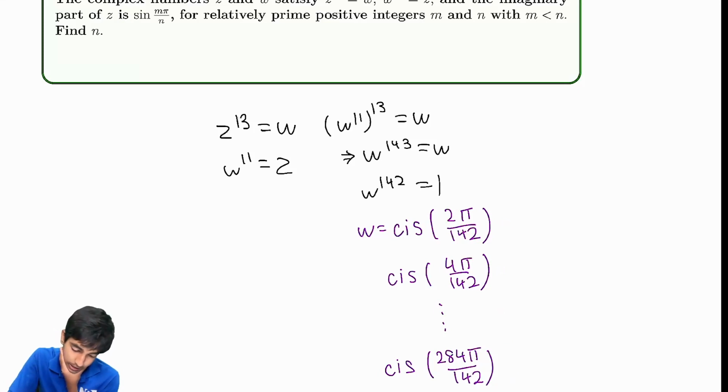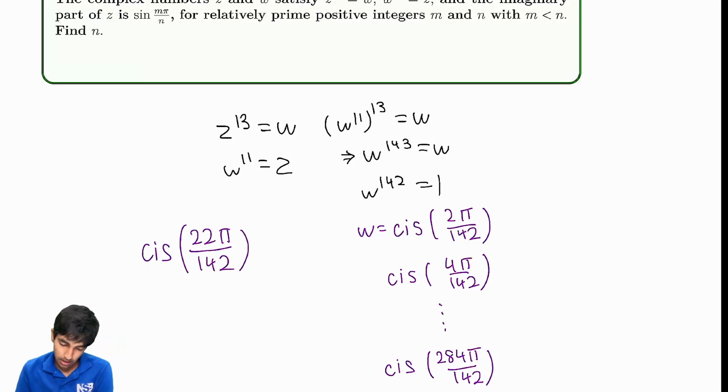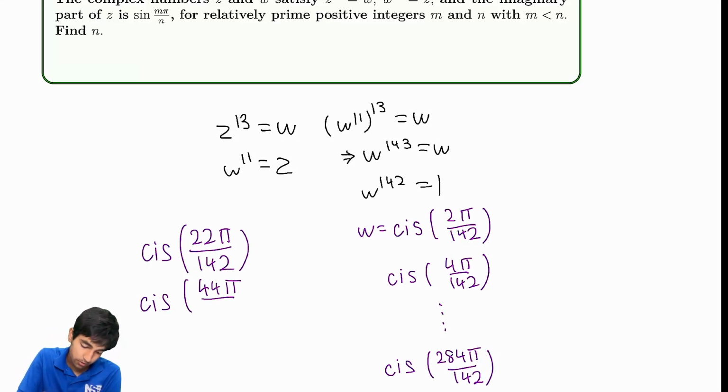And we're asked to find w to the 11. Basically, we just have to find w to the 11. So it's going to be of the form cis of 22 pi over 142. Or it could also be cis of 44 pi by 142.